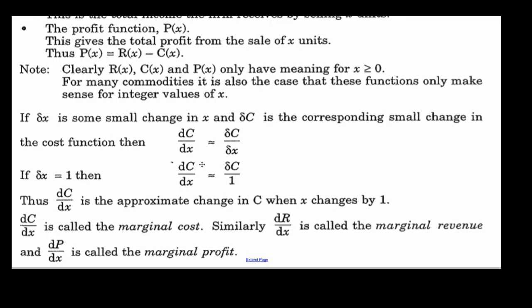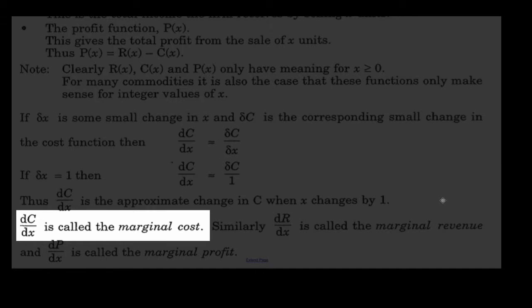So if we say that C of X is the cost, then dC/dx, the derivative, for a small change in X, so if delta X is equal to 1, then dC/dx is just the change in the cost. So the derivative here is the approximate change in the cost when the number of items changes by 1. It's called the marginal cost. So if we've got a cost function, the derivative with respect to X is called the marginal cost.